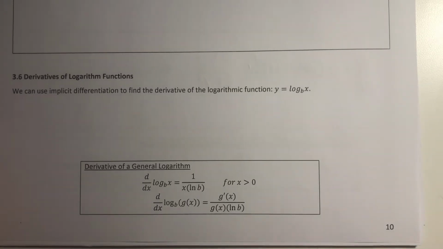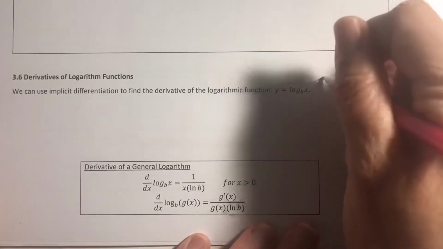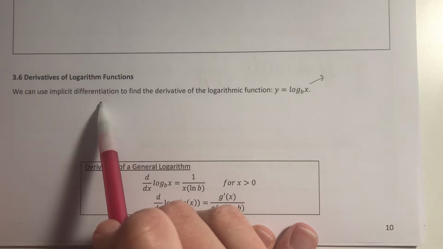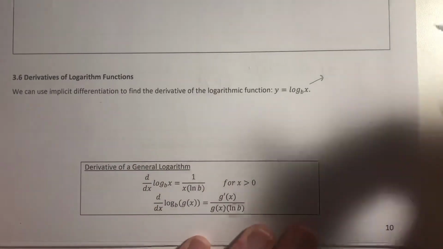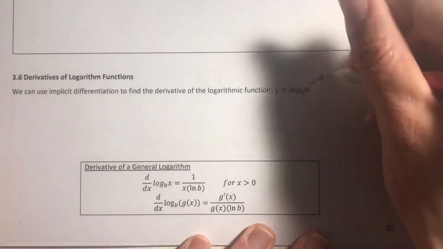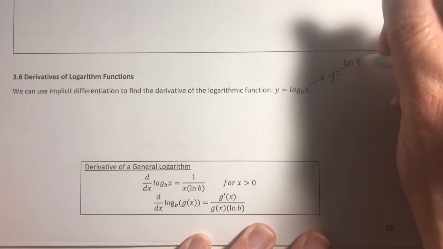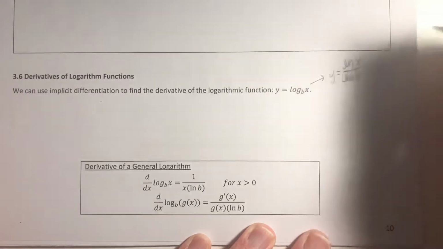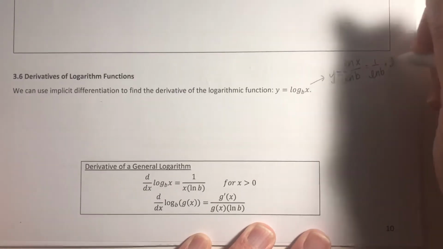This is section 3.6, derivatives of logarithm functions. The first thing that we're going to look at is we can use implicit differentiation, what we used in the last section, to find the derivative of a logarithmic function, y equals log base b of x. I'm going to go ahead and use the change of base formula, which says that this is equal to ln of x over ln of b, which is the same thing as 1 over ln of b times ln of x.